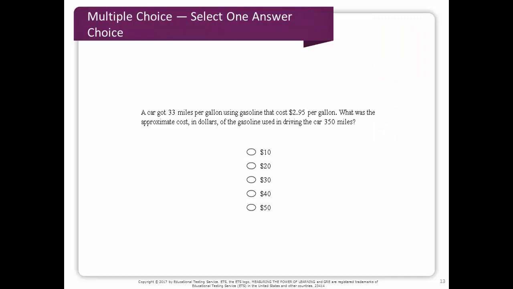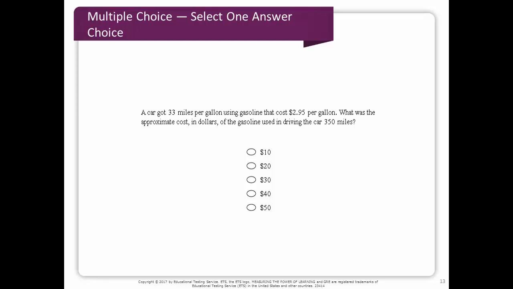Here's an example. A car got 33 miles per gallon using gasoline that costs $2.95 per gallon. What was the approximate cost in dollars of the gasoline used in driving the car 350 miles? The options are $10, $20, $30, $40, or $50. It is possible to work this out precisely, but as you're being asked for the approximate cost, it makes sense to work in approximate terms.